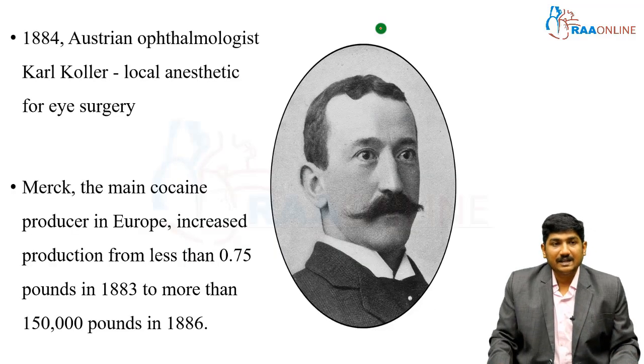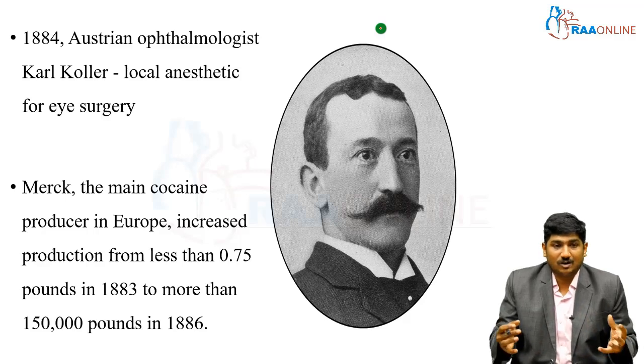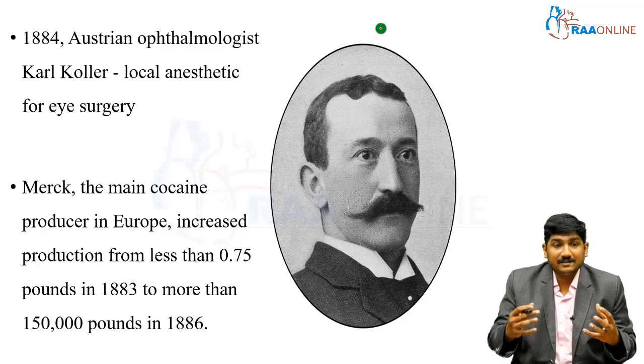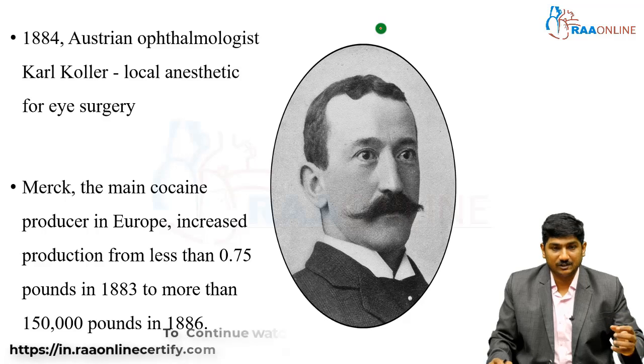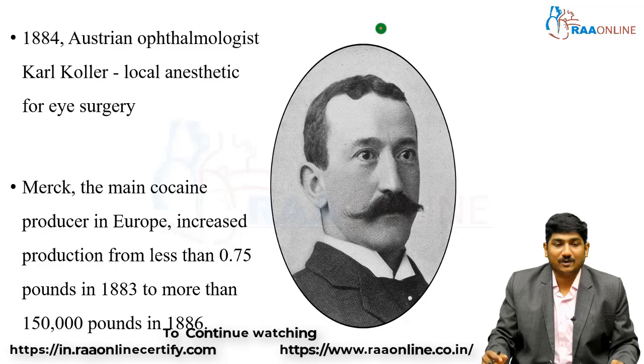In 1884, the Austrian ophthalmologist Carl Koller identified the local anesthetic properties of cocaine and used it for eye surgeries. Later, having seen scientists and doctors using cocaine for multiple medical reasons, and with benefits in a psychomotor way also, Merck, the main cocaine producer in Europe, increased production from less than 0.75 pounds in 1883 to more than 150,000 pounds in 1886.